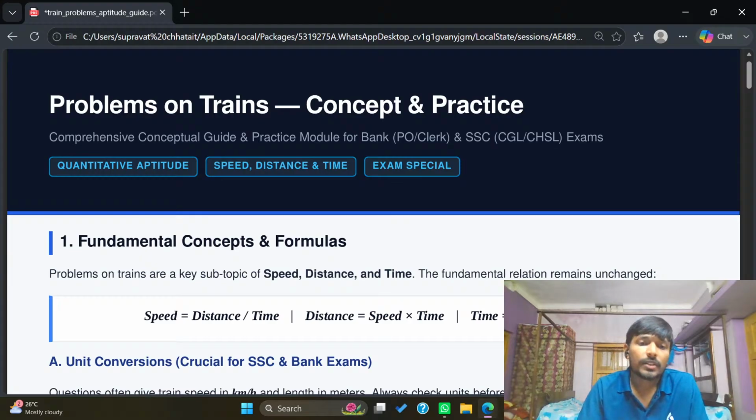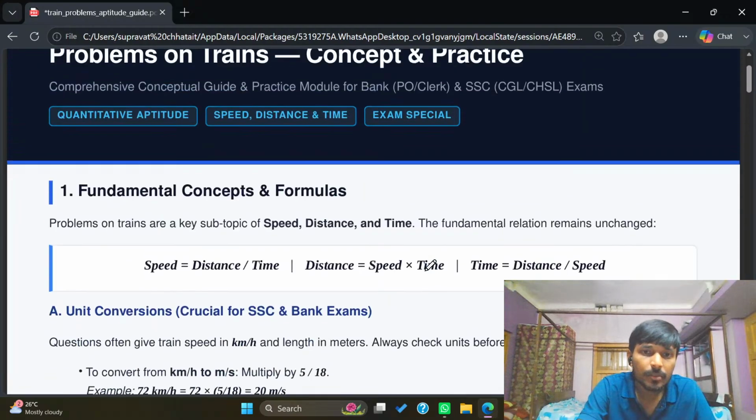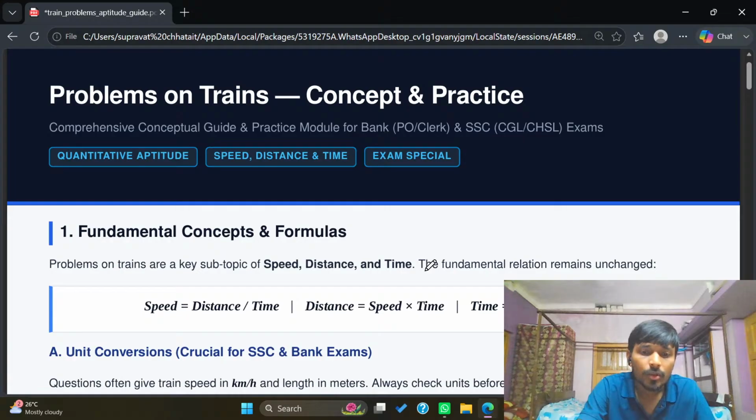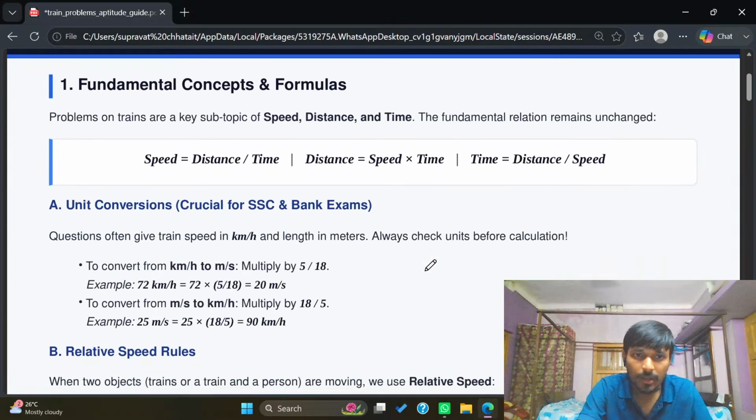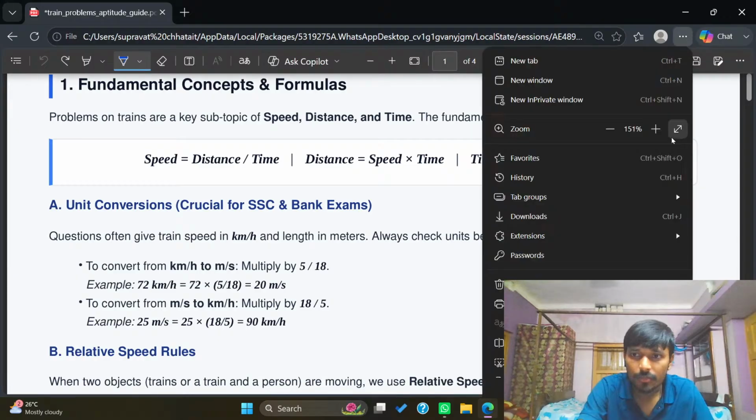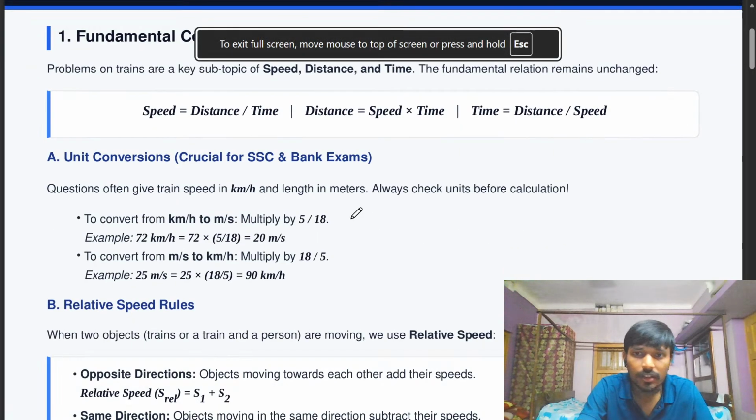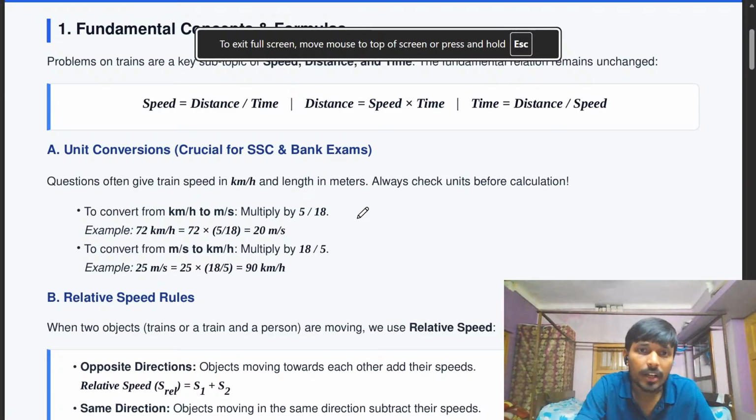This is very important, and this is related to speed, time, and distance. This chapter is also related to speed, time, and distance. So you have to learn first what is speed, what is time, what is distance, and how they are related. Now I am going to explain the concept and what formulas are there. Fundamental concepts and formulas.